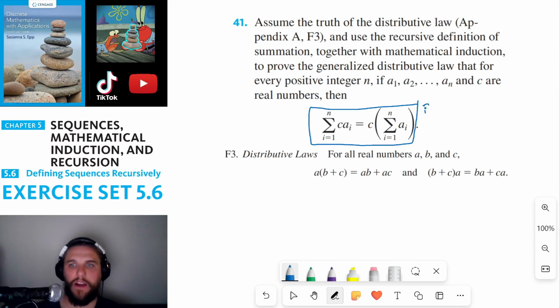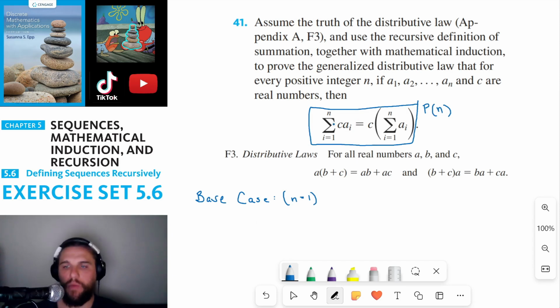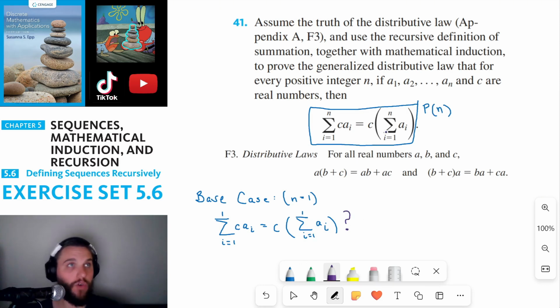Now this right here is going to be p of n. And we're going to prove that p of n is true for every integer n greater than or equal to 1. We'll start with the base case, which is when n equals 1. So I'm just going to rewrite this equation here, but I'm replacing n with 1. So this is the statement p of 1. Now I'm going to put a question mark here because we want to prove that this is true.